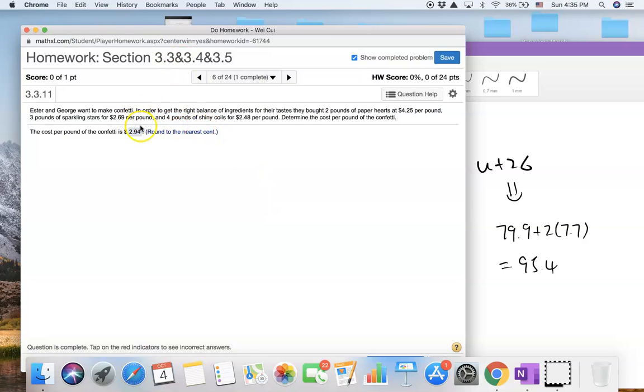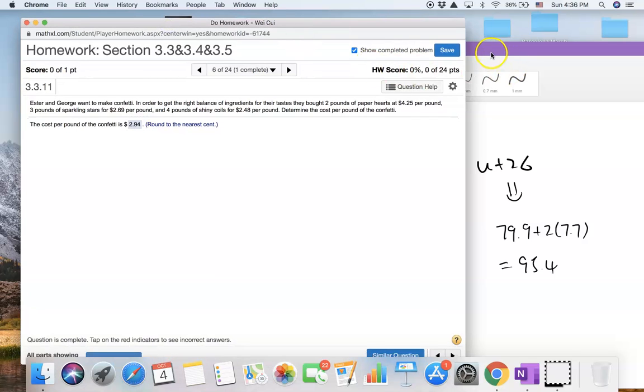Okay, number 6 is about a weighted mean. So Esther and George want to make confetti. In order to get the right balance of ingredients for their taste, they bought 2 pounds of paper hearts at $4.25 per pound, and 3 pounds of sparkling stars for $2.69 per pound, and 4 pounds of shiny coils for $2.48 per pound. So we want to determine the cost per pound of the confetti.